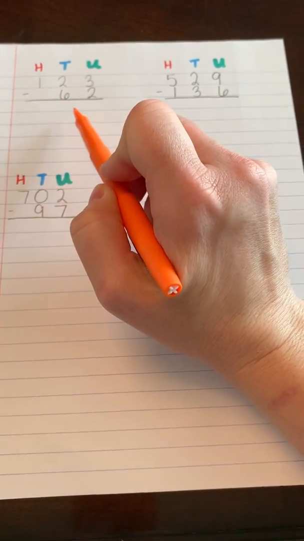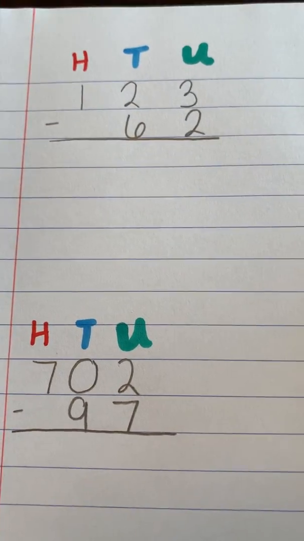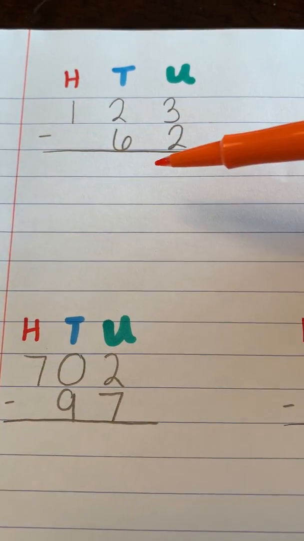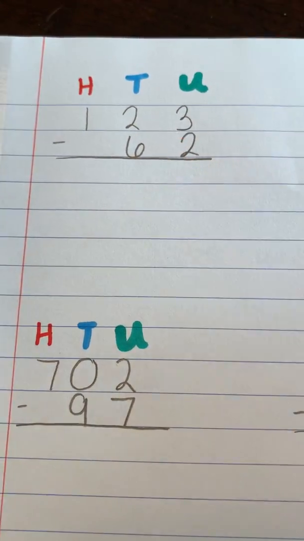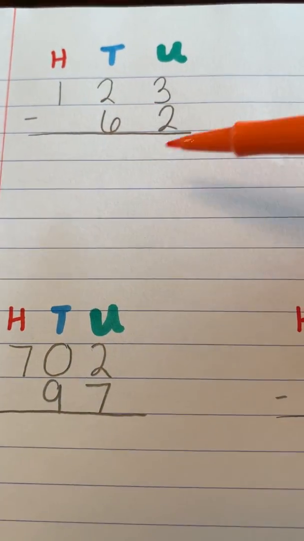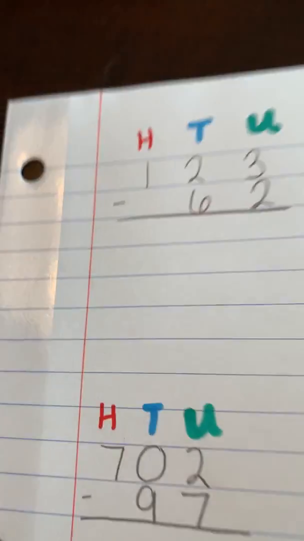123 minus 62. Now, the problem with subtraction is that it's not commutative. So we can't switch a bigger number for a smaller number like we can in addition. We won't get the same answer. We have to subtract the bottom from the top. So we're going to start with our units.